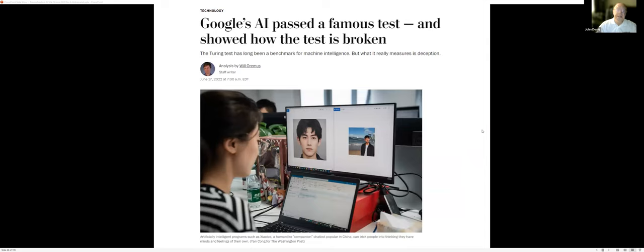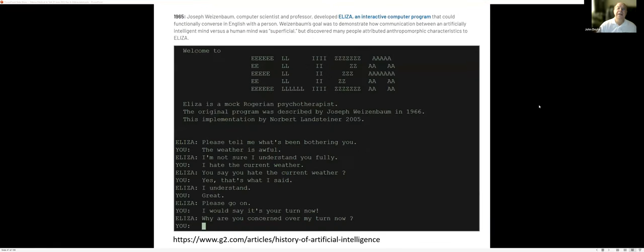So the Turing test has now been passed easily by new forms of artificial intelligence, particularly ChatGPT. If you are just contacting ChatGPT and you didn't know that it was an AI, you would think, well, it's indistinguishable from a person. And it says here, the Turing test has long been a benchmark for machine intelligence, but what it really measures is deception. And those of you who are interested in this can read the philosophical story behind this.